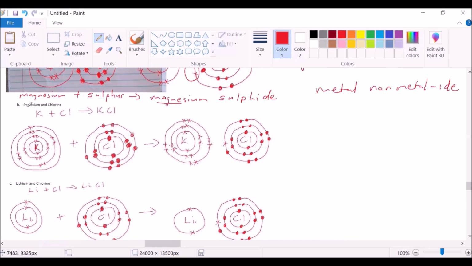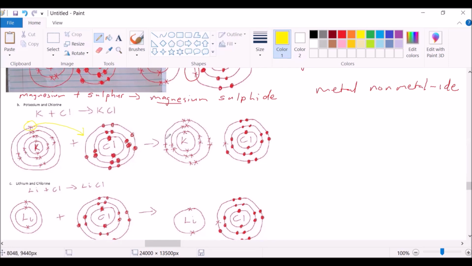Let's look at B, potassium and chlorine. Potassium has 1 electron in its outer shell. Chlorine has 7 electrons in its outer shell. So the potassium atom will donate its outer electron since it is the metal, and the chlorine, since it is a non-metal, it will receive that electron.